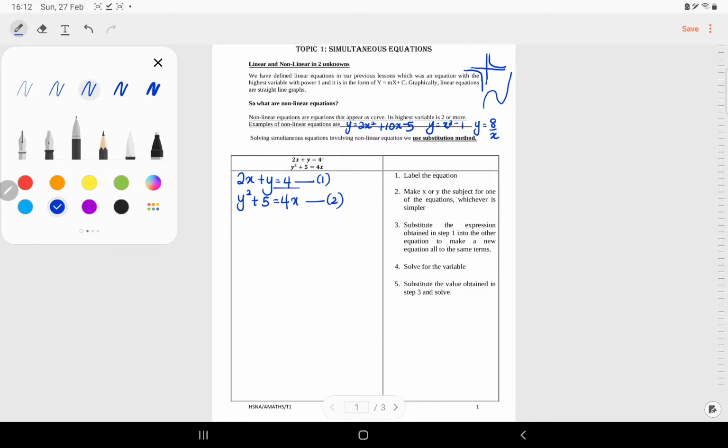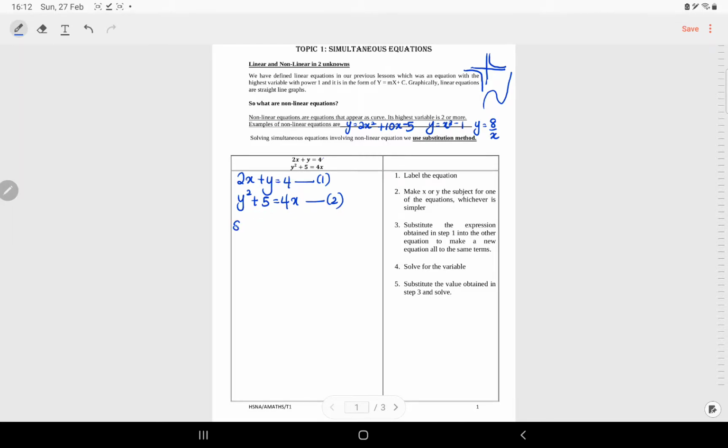So now, to avoid the fraction and longer working, and to get a simple expansion, we will make y the subject from the linear equation. So I will substitute.